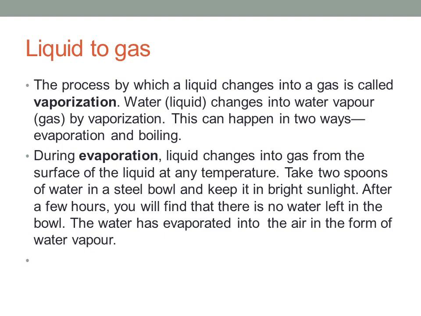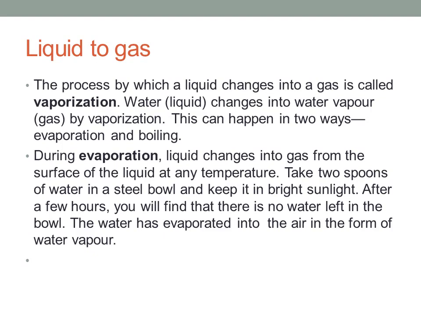It can be done by two processes. The liquid can change into gases by two methods. One is called the evaporation method and the second one is called the boiling method. During evaporation, what will happen? The liquid changes into gas from the surface of the liquid at a particular temperature.